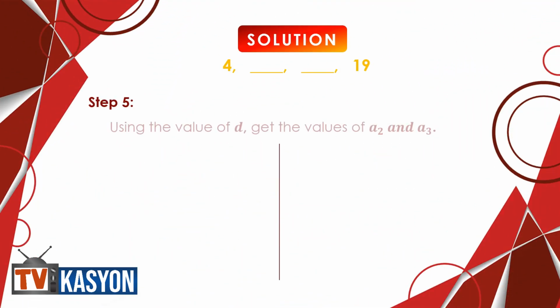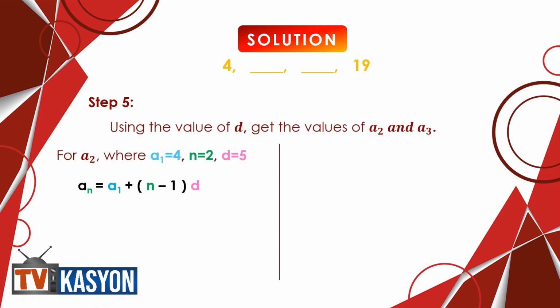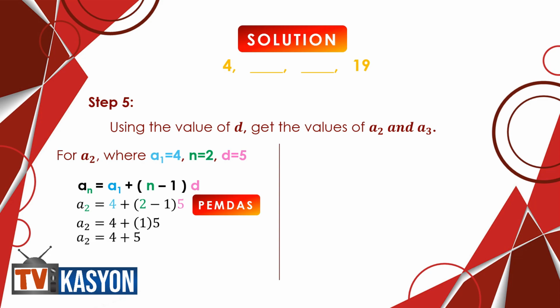Step 5. Using the value of d, we can now get the values of a sub 2 and a sub 3. For a sub 2, where a sub 1 equals 4, n equals 2, d equals 5, I get to write a sub 2 equals 4 plus the quantity of 2 minus 1 times 5. Following the order of operations termed as PEMDAS, I'll start with 2 minus 1, and that's 1. 1 times 5 is 5. So, 4 plus 5 is 9. Thus, a sub 2 is 9.